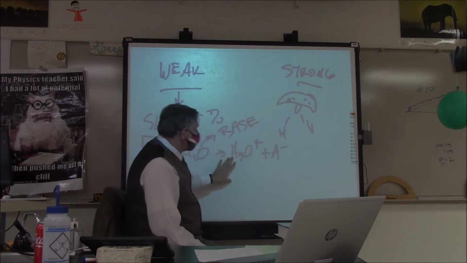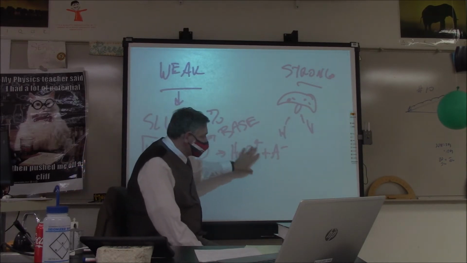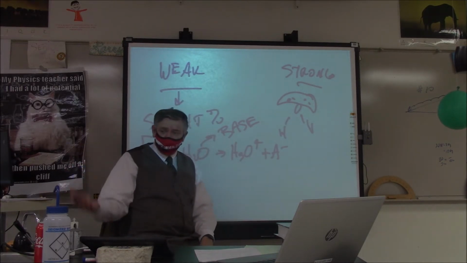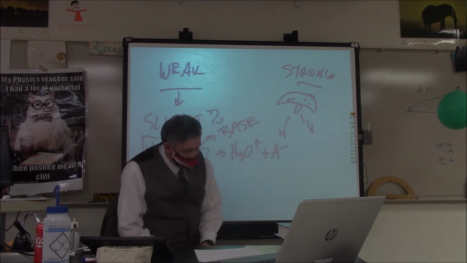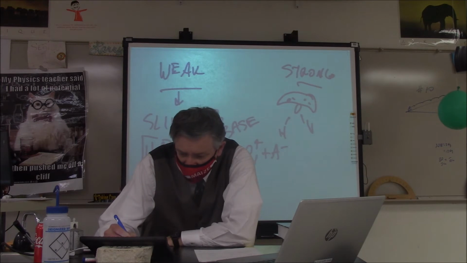Now, this is going to be relevant to today's lecture as well. When you deal with Bronsted-Lowry, you have what's called the conjugate acid and the conjugate base, okay? So in this situation, this H3O is what we call the conjugate acid, and this is the conjugate base.